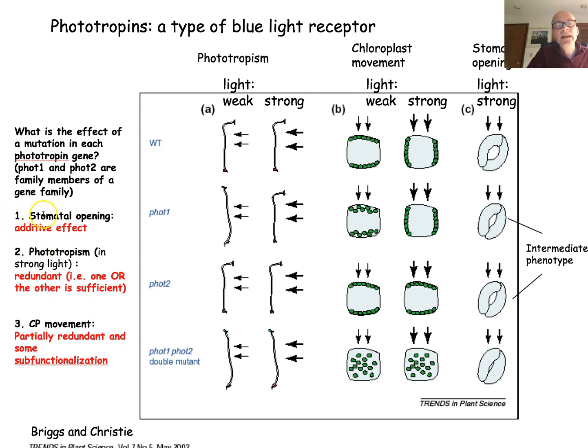So you should know what additive gene effects are, and what a redundant gene effect is between two genes that have similar function and can be redundant to each other. In this case, phototropin 1 and phototropin 2 are also called members of a gene family that have redundancy to each other. And they're blue light receptors. All right, third blue light receptor.